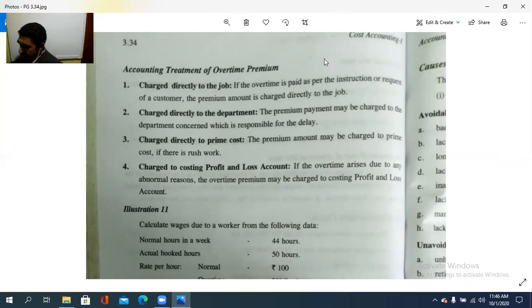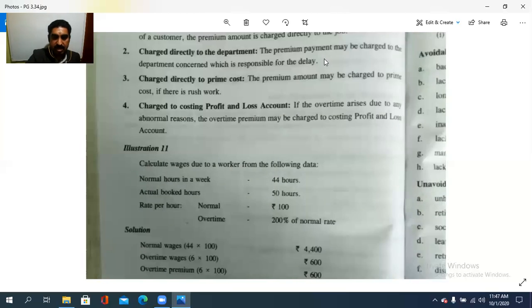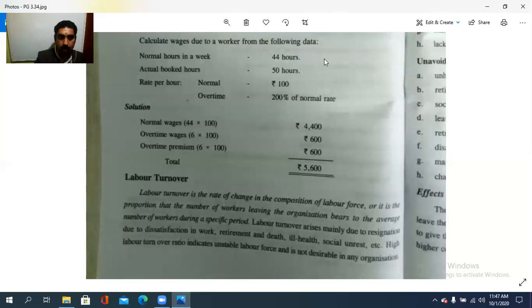ആ വർക്കിന് എക്സ്ട്രാ വന്നിരിക്കുന്നതായ ഇതാണ്. പ്രൊഡക്ഷൻ നടത്തി ആ പ്രൊഡക്ഷന് വേണ്ടിയിട്ട് അയാൾ എക്സ്ട്രാ വർക്ക് ചെയ്തു, അപ്പൊ അയാൾക്ക് കിട്ടുന്ന ഡയറക്റ്റ് ആയിട്ടുള്ള along with the wages അതാണ് ഓവർ ടൈം. സോ ദാറ്റ് ഈസ് ചാർജ് ഡയറക്ട്ലി ടു ദി പ്രൈം കോസ്റ്റ് and also charged to the costing profit and loss account. So please see the below problem.